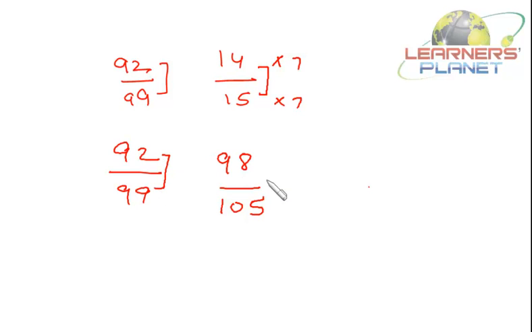Now in this case the difference is 7, in this case the difference is 7. So the fraction which has the higher numerator will be higher. So 98 is greater than 92. Hence 98 by 105 will be greater than 92 by 99. That means 14 by 15 is greater than 92 by 99. Isn't it so simple friends? Let's take one more problem.